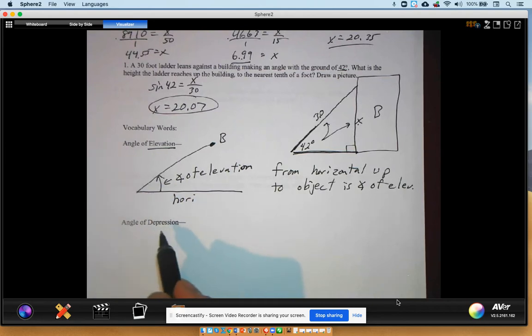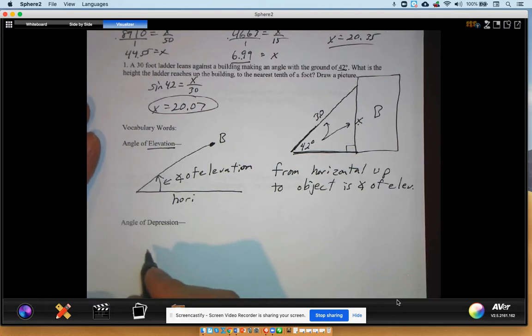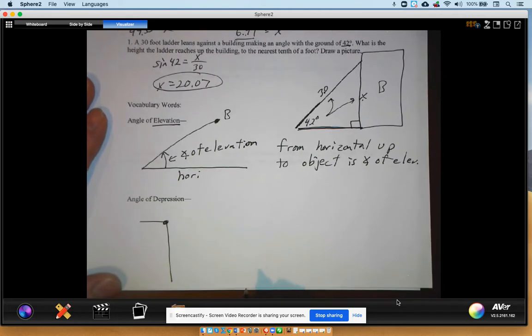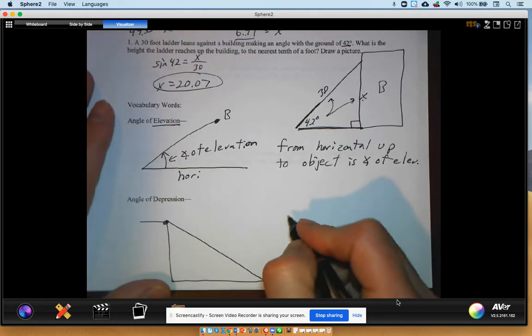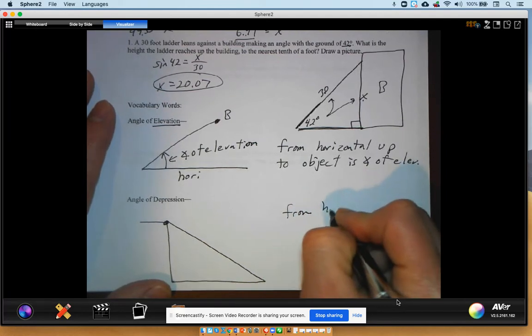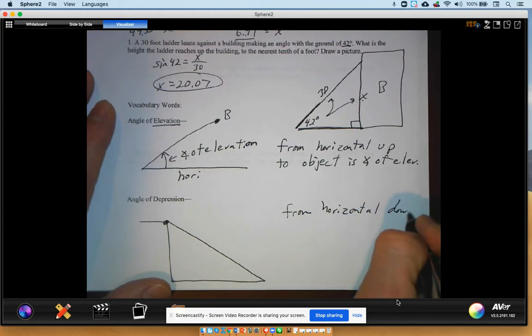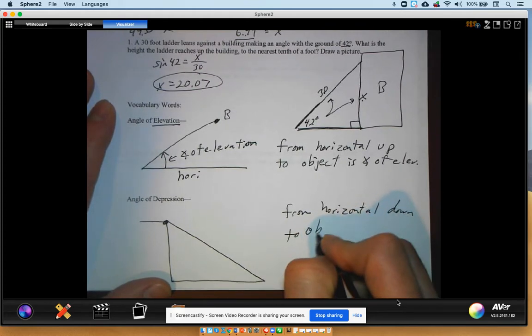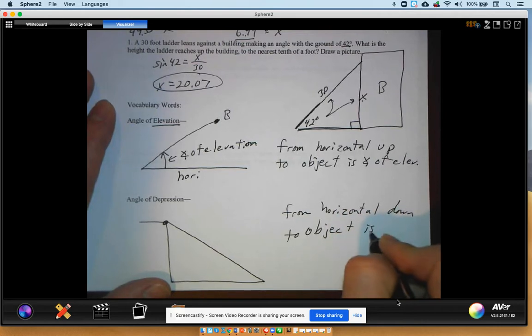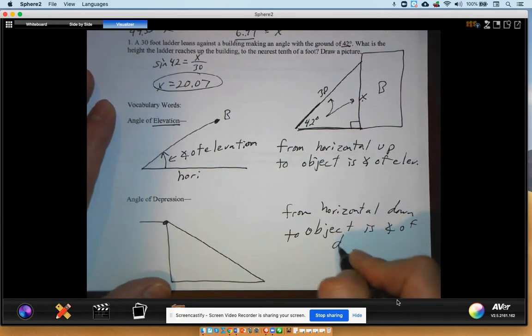Angle of depression. Depress is to go down. So angle of depression would be like this: you would be the person on top of the building, all right? So you'd be on top of the building up here, and you would be looking down. That would be the angle of depression. Angle of depression is from the horizontal down to the object.